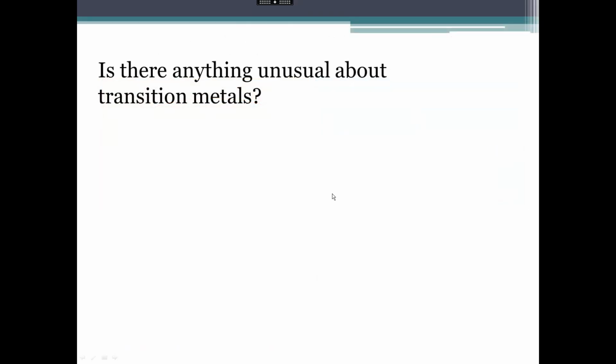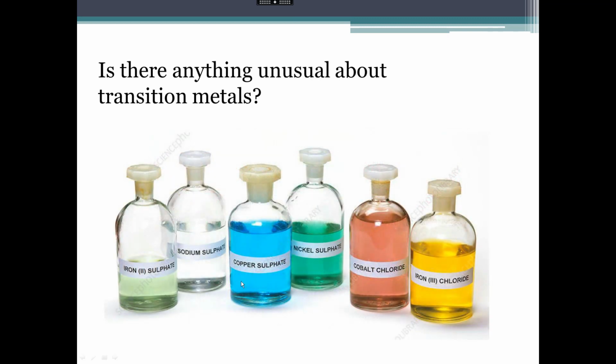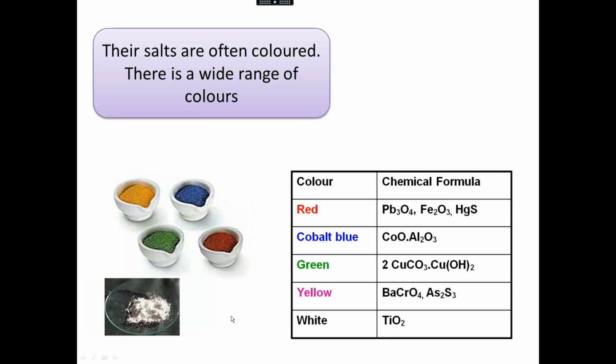Is there anything unusual about transition metals? If they're just like typical metals, like iron and zinc, is there anything unusual about them? Well, they all form coloured salts. A lot of paints and dyes get their colour from transition metal salts. And they are generally soluble as well, they can be dissolved in water. So transition metals form a wide range of coloured salts, often used in paints and dyes.